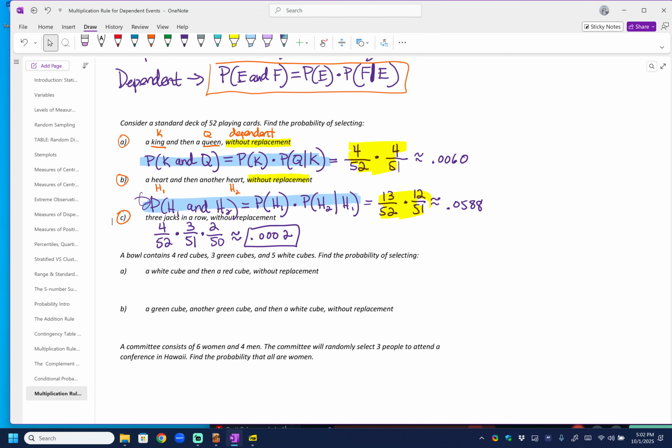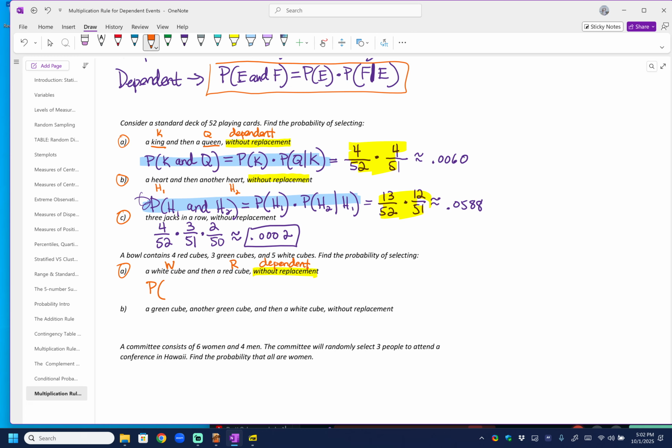A bowl contains 4 red, 3 green, and 5 white cubes. Find the probability of selecting a white cube and then a red cube without replacement. Okay, so what do we got here? Without replacement means that we have some very nice dependent events. We also can label these events with a capital letter. W would be white cube, R would be red cube. We know we're using the multiplication rule because we're picking successive cubes here.